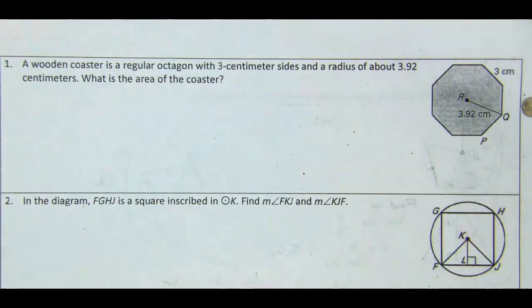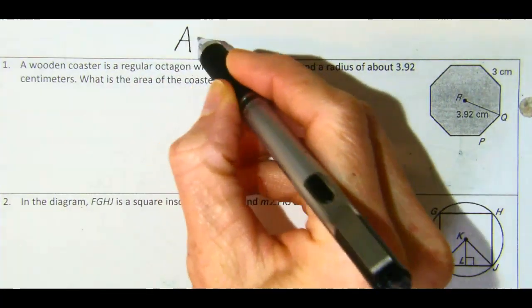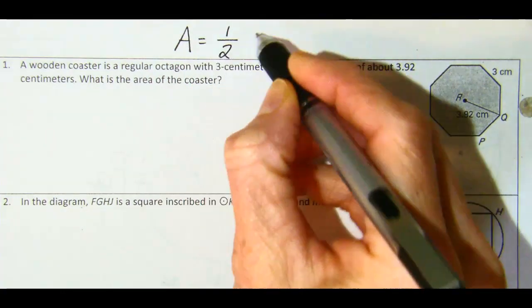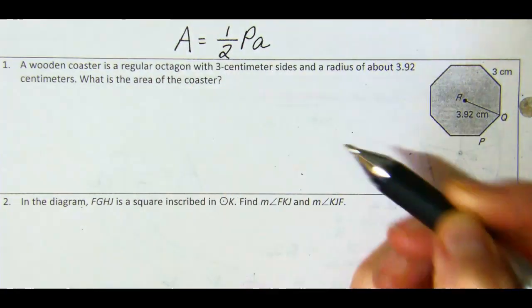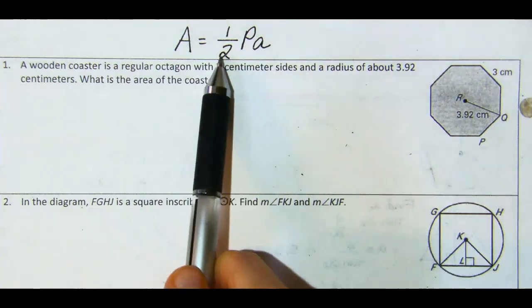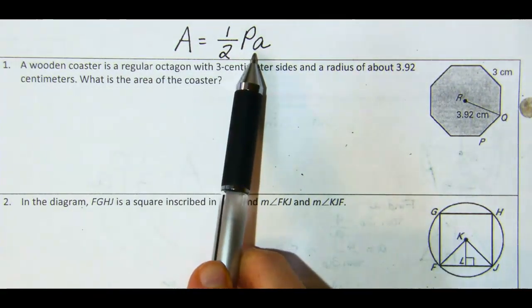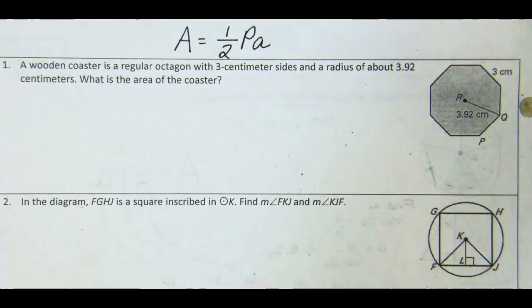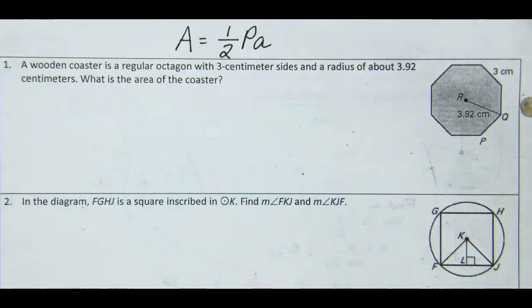Okay, now I have moved over to the back, and this is the formula that I need you to be aware of. This is the area formula for a regular polygon. It is 1/2 times the perimeter times the apothem. Every problem will be different, so you just figure out what you need and go from there. It says a wooden coaster is a regular octagon with 3 centimeter sides and a radius of about 3.92. What is the area of the coaster?